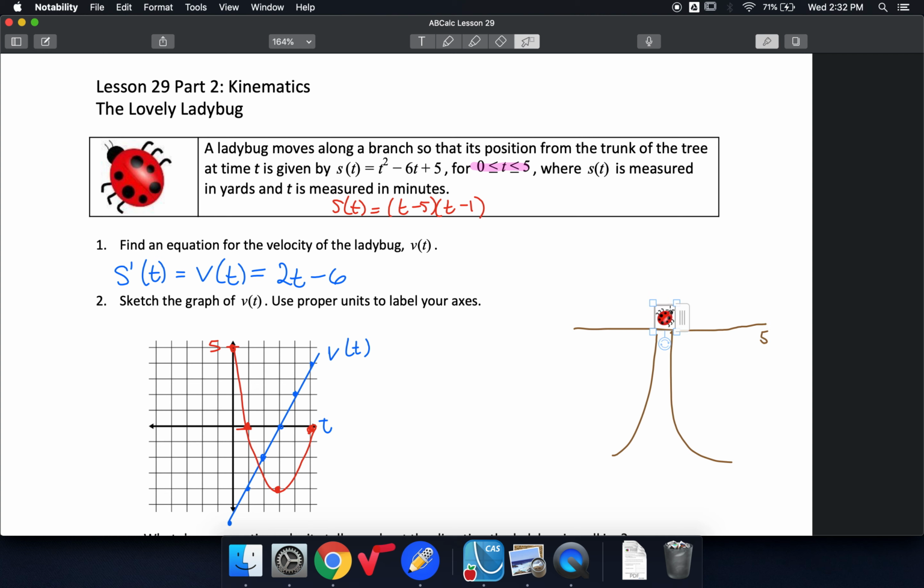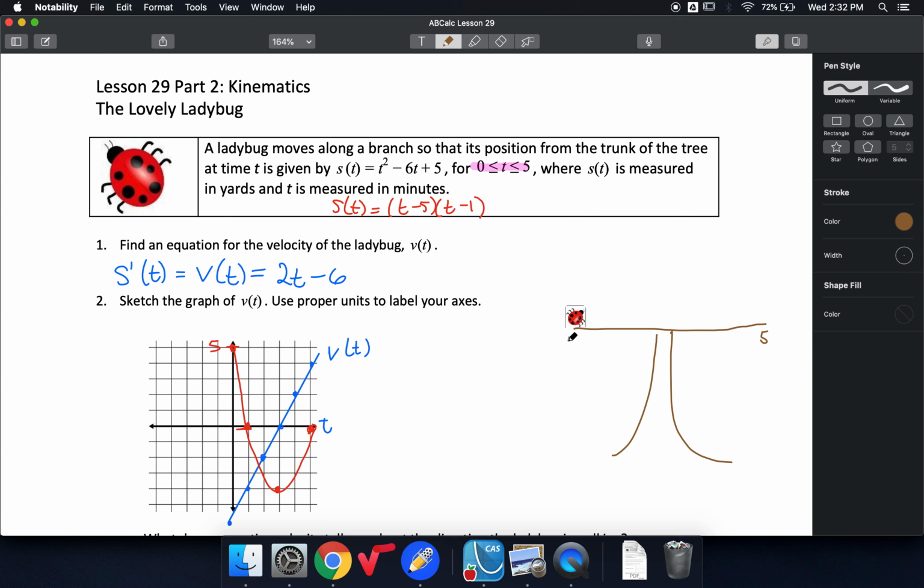At 1 minute in, she's at the trunk, and then she keeps walking that same direction she was going until 3 minutes, and then she makes her furthest distance, which is 4 yards this way. So if I was measuring the distance, I would say it's 4 yards, but we know it's 4 yards to the left of the trunk. So here's my 0 point. Then the ladybug decides to turn around and heads back this way, and at 5 minutes, she's back at the middle of the trunk.